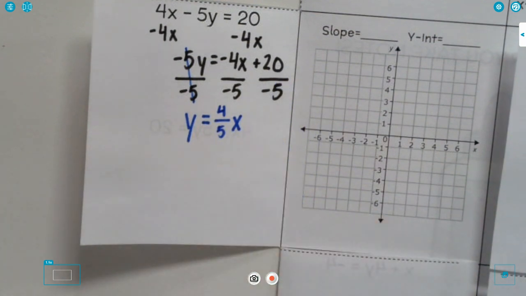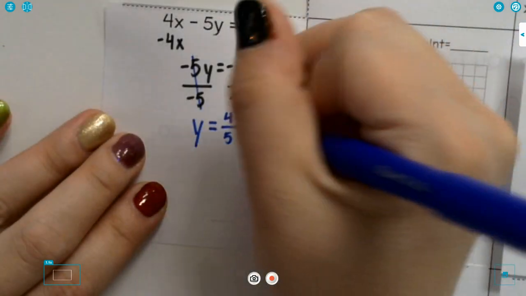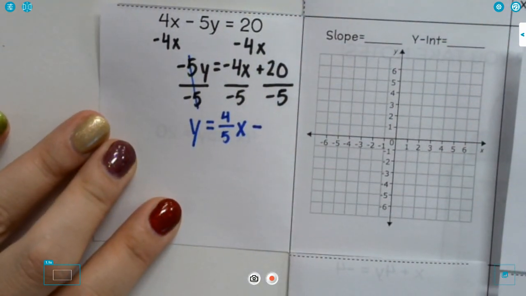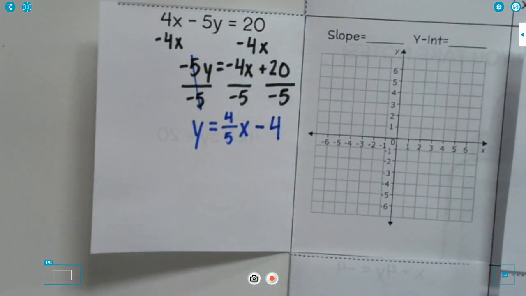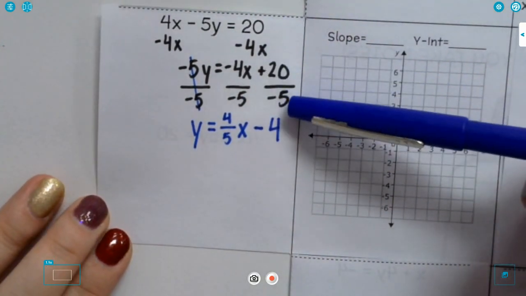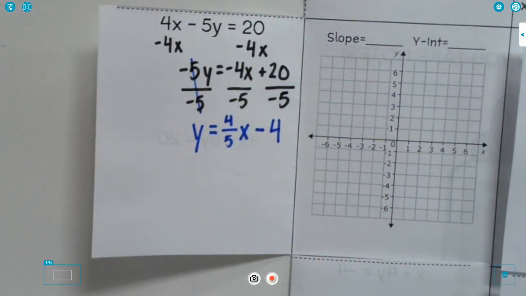And then 20 divided by negative 5. A positive divided by a negative is negative, so it's going to be minus. 20 divided by negative 5 is negative 4. So I got 4/5 x minus 4. Okay, so I did two steps. I subtracted the 4x, and then I divided by the negative 5. From there, I can then graph that.